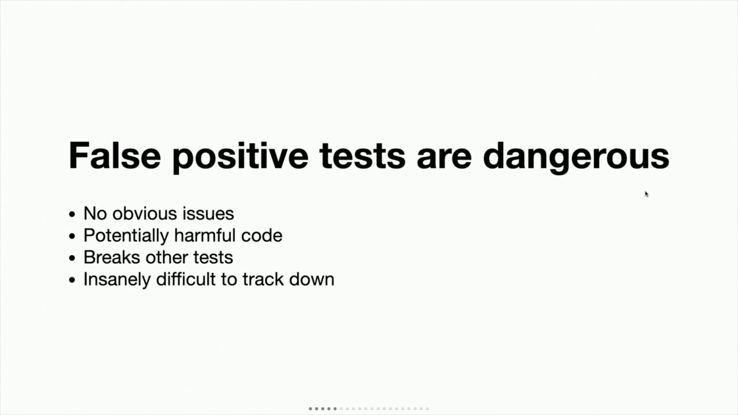Go and fix it. I think a more dangerous test is a test that never breaks, because these tests will have no obvious issues. They look fine on the surface, but they're potentially hiding some harmful code that might get into your production, and you won't know about it until you get an angry email at 2 a.m. They can also break other tests, and I will demonstrate that later. And they're insanely difficult to track down, because imagine an engineer pushes some code to a PR, everything's green, they don't know that it's bad, right? How will we figure that out?